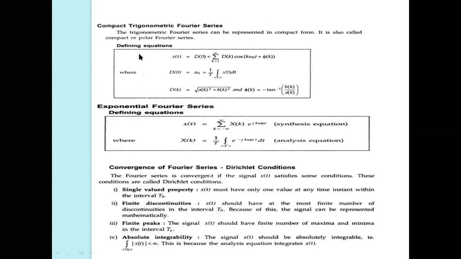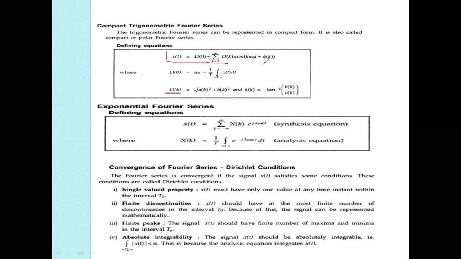What is that magnitude we have? The magnitude d of k is equal to the square root of a of k square plus b of k square. Phi of k is minus tan inverse of the imaginary term coefficient by the real coefficient, b of k by a of k.